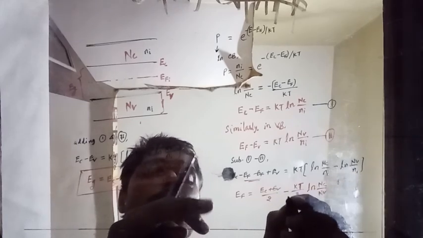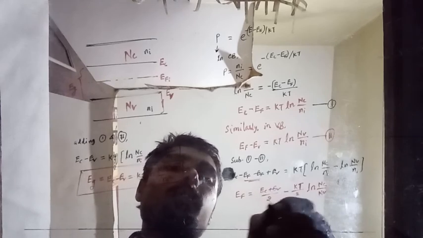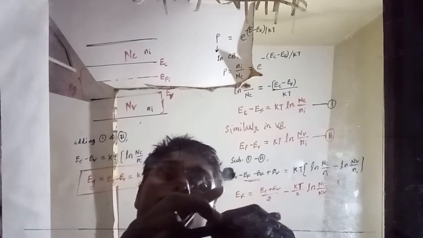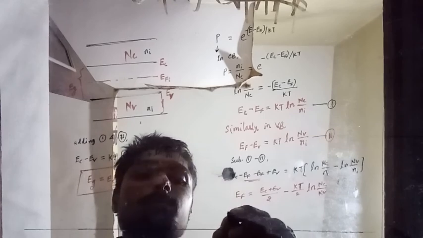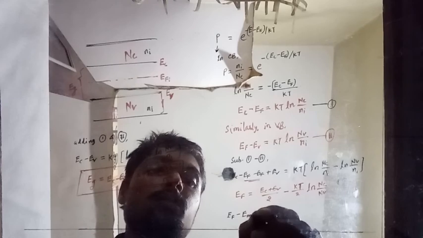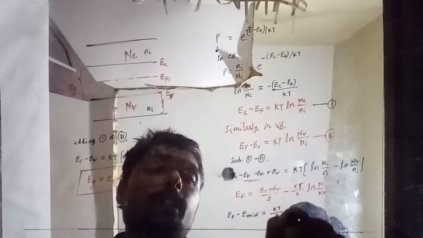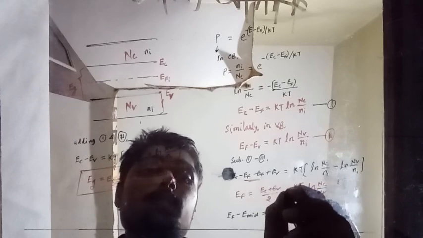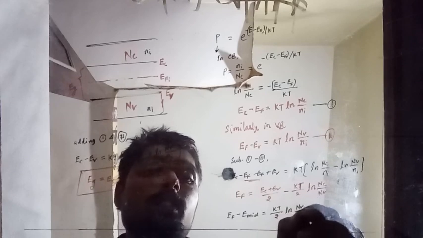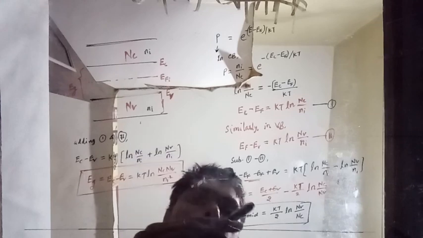And when anyone asks what is the shift of the Fermi level from the mid energy level, Emid, then EF minus Emid is equal to KT by 2. We can shift because there is a minus sign, right? KT by 2 ln Nv upon Nc. So this was all that we were going to prove today.